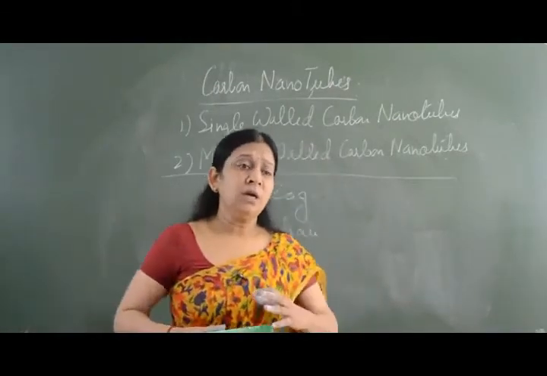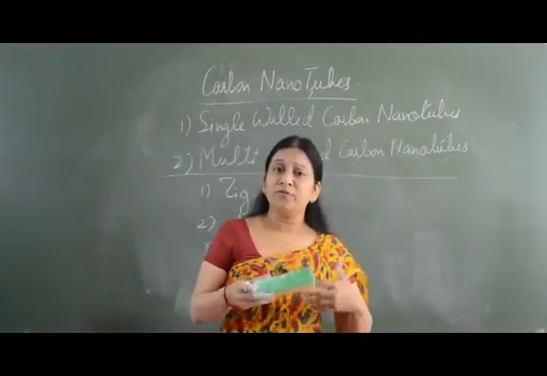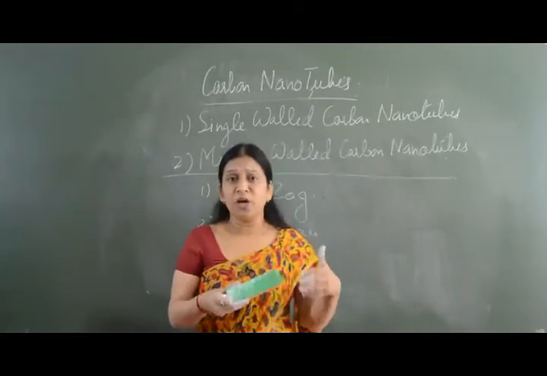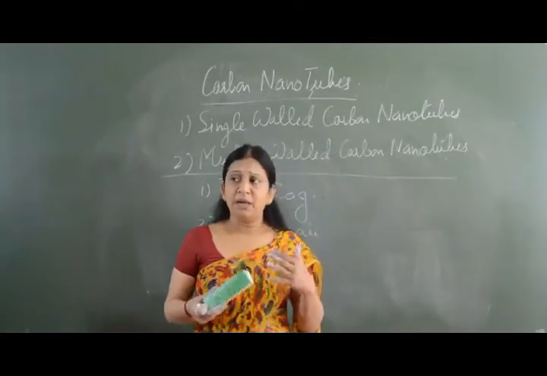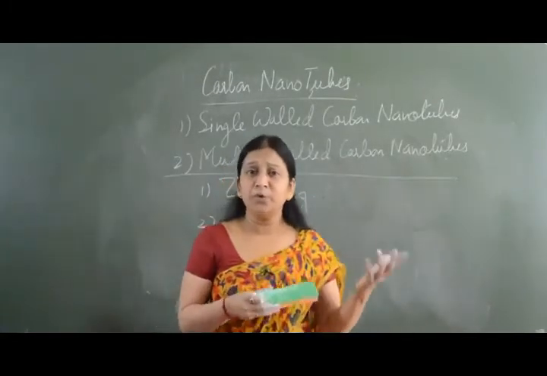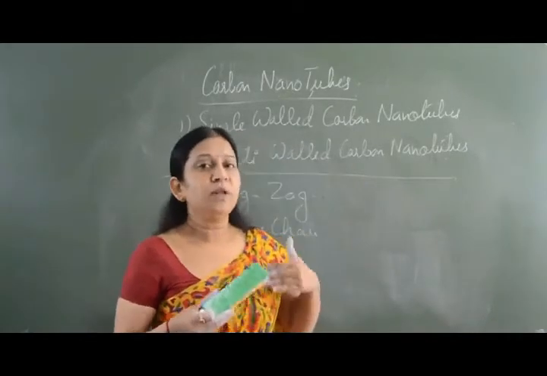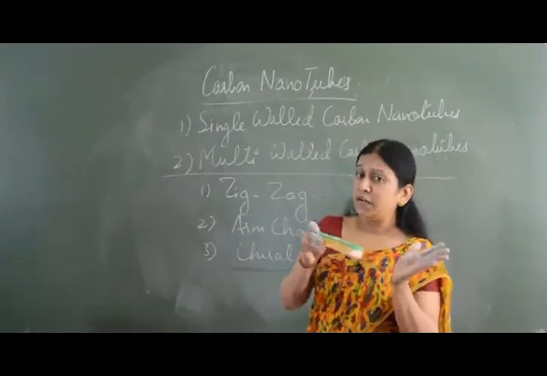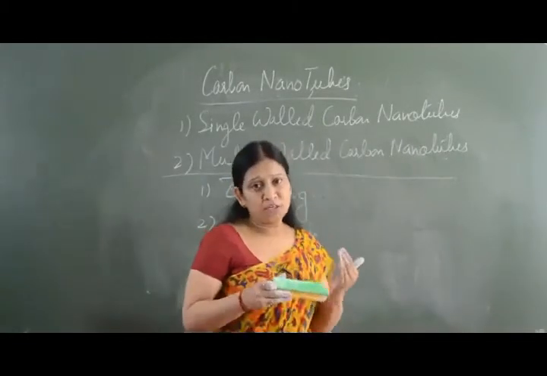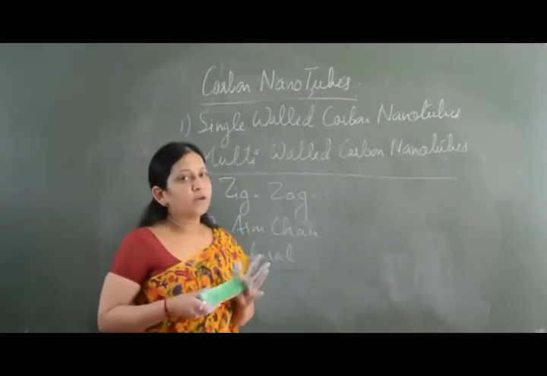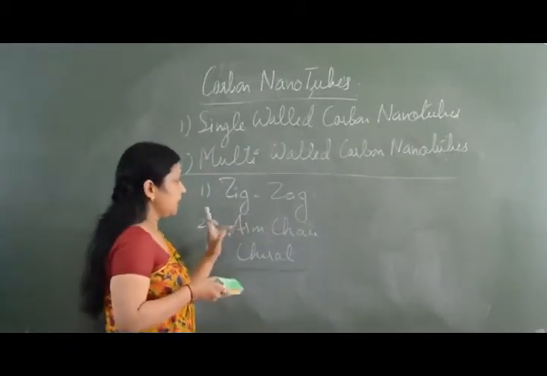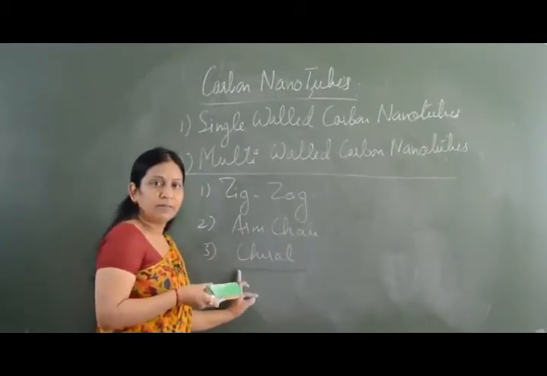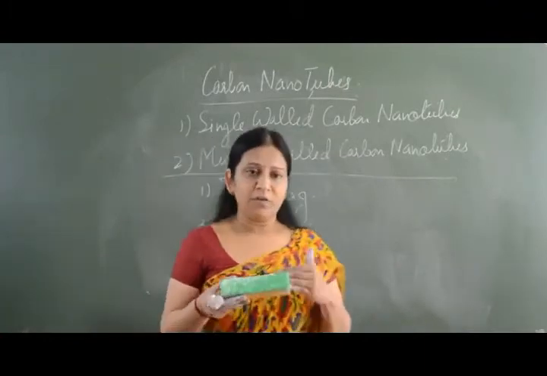One is on the basis of number of graphite sheets or layers which are rolled. If it is single, then we get a single-walled carbon nanotube, and if we are rolling more than one, then it is multi-walled. Then on the basis of direction of rolling of the graphite sheet, we have three types of carbon nanotubes. One is zigzag, then we have armchair, and then we have chiral.